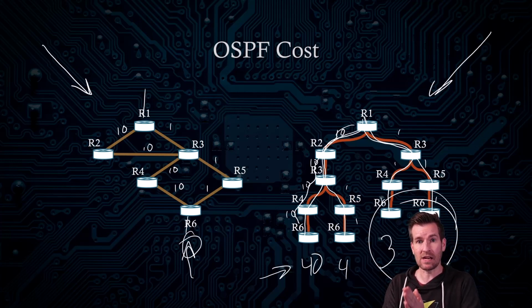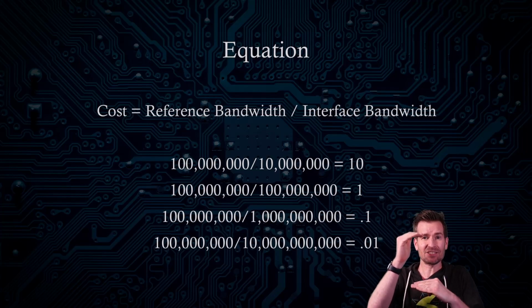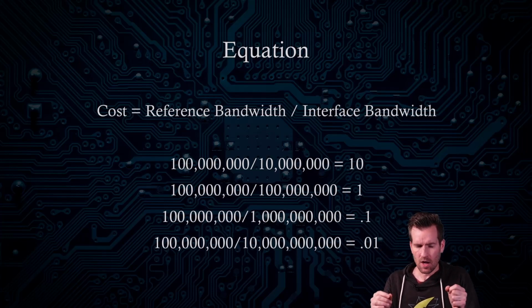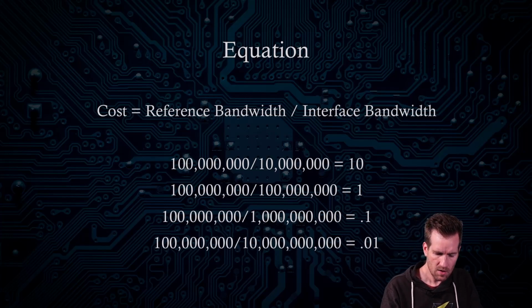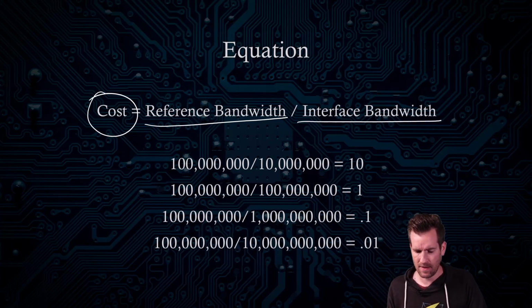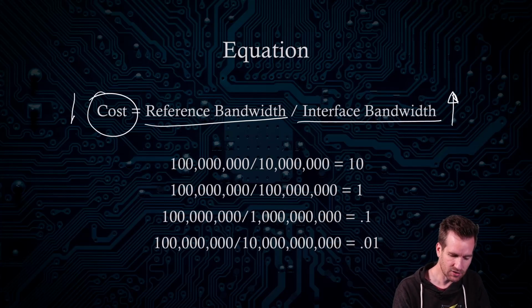So there's a little bit of an equation that goes into this. Really our goal is that as the bandwidth goes up, the cost actually decreases, so that we can add up all these costs and find out what is the best route. So we want an inverse action to happen here, and for that we need an equation. If we are going to calculate the cost of a link, we take a reference bandwidth and divide that by the interface bandwidth. That way, when the interface bandwidth goes up, the cost goes down.